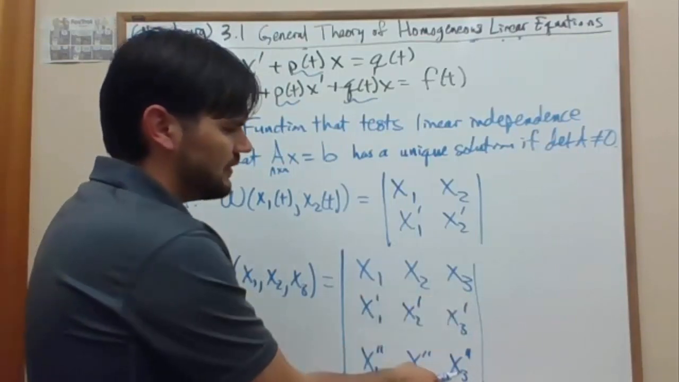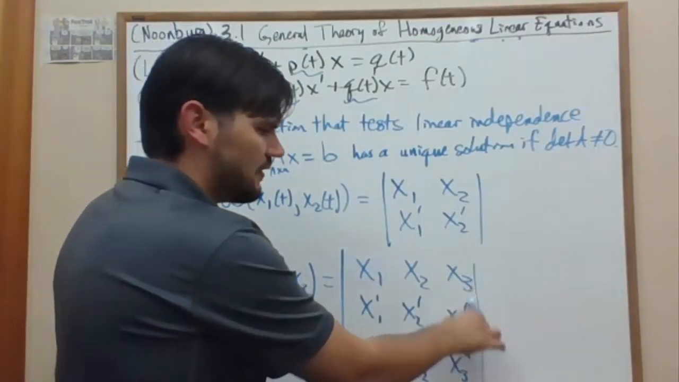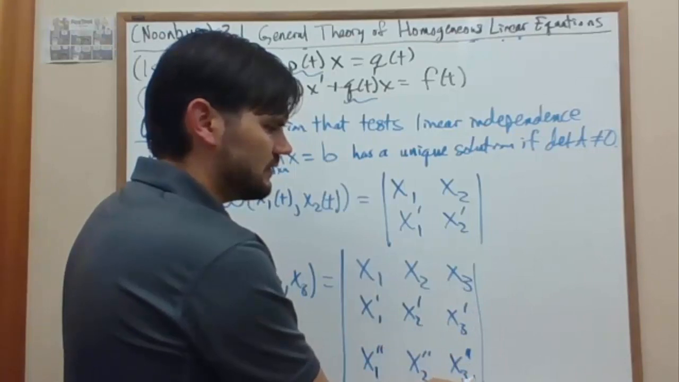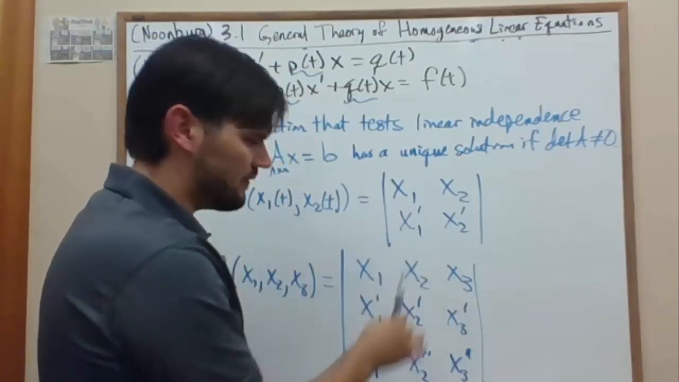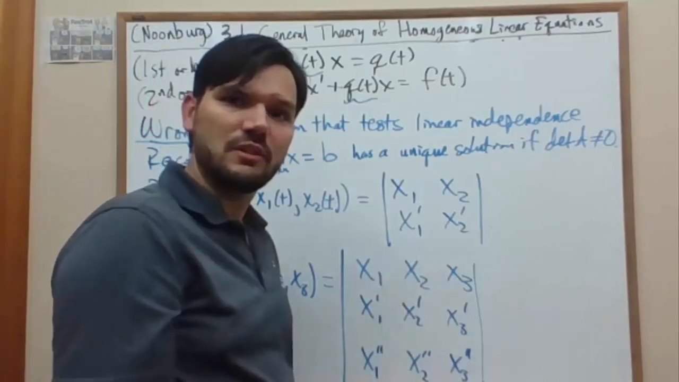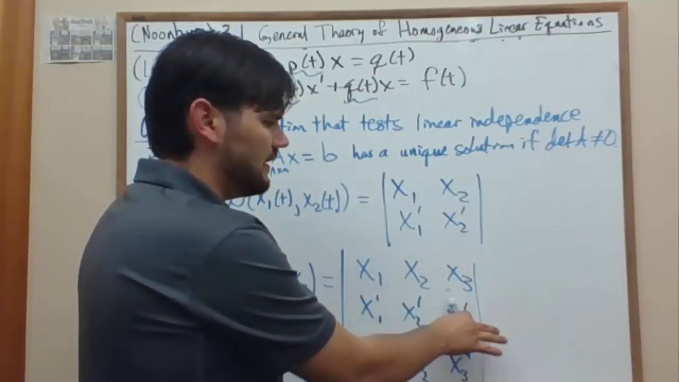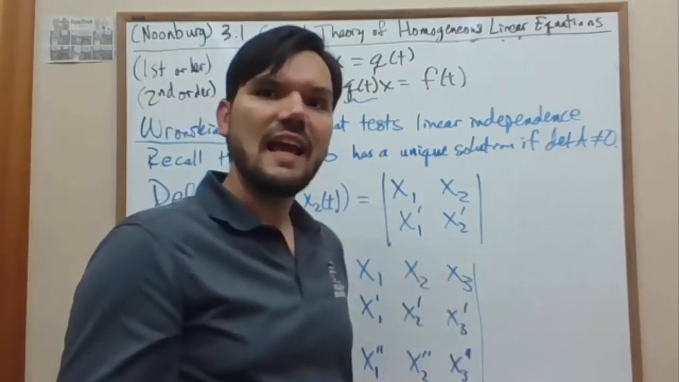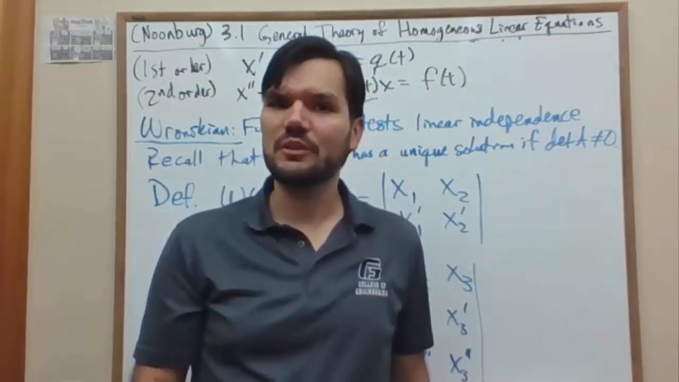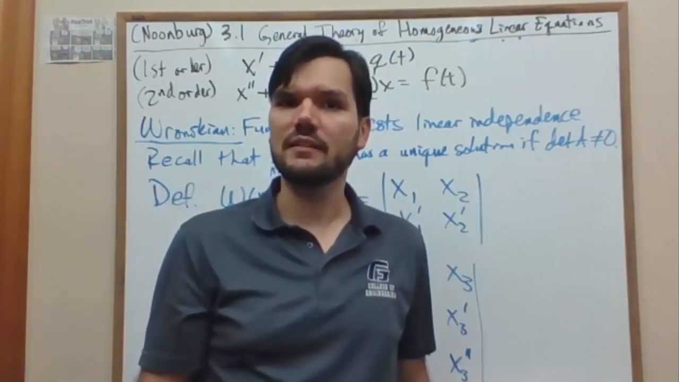And then for the third derivative, we're looking at this third function and its derivative and second derivative. Is that a linear combination of these two functions and their first and second derivatives? Just like we took v3 and we said, is it a combination of v1 and v2? Well, if the determinant is not equal to 0, we know they're independent.